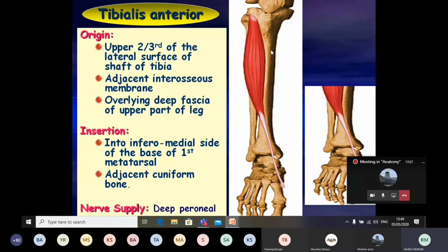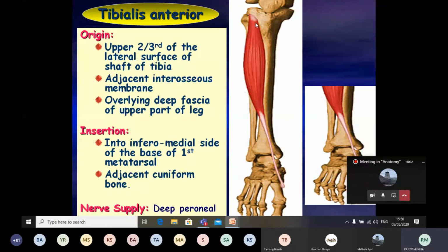So the insertion of tibialis anterior is in the base of the first metatarsal bone. The features present in this metatarsal bone: this is the head, this is the shaft, and this portion is the base. So the base of this first metatarsal bone provides insertion to the tibialis anterior. Some of the tendon will also insert in the inferomedial aspect of this medial cuneiform bone. So insertion is in the medial cuneiform bone also, and in the base of the first metatarsal bone.